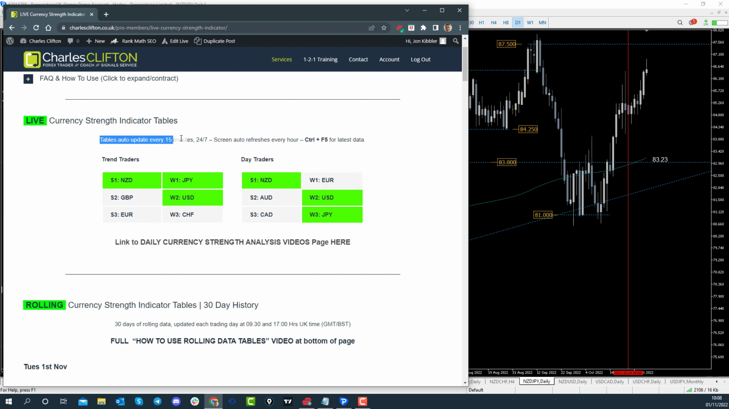So the tables also update every 15 minutes, 24/7, so wherever you are on the planet you can access these at any time and it will give you a current update. So what are the live currency strength indicator tables showing us today?